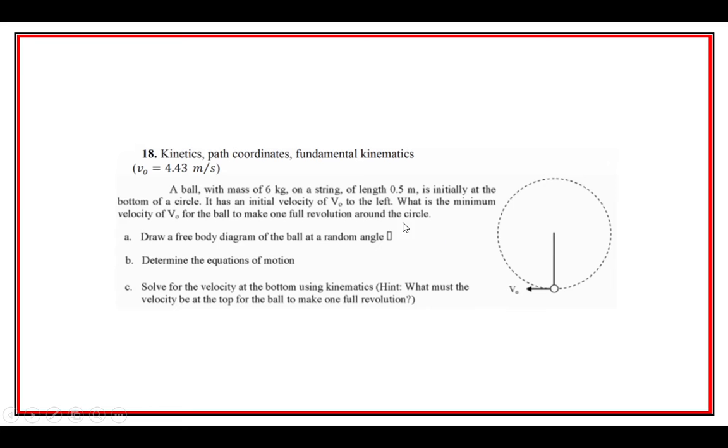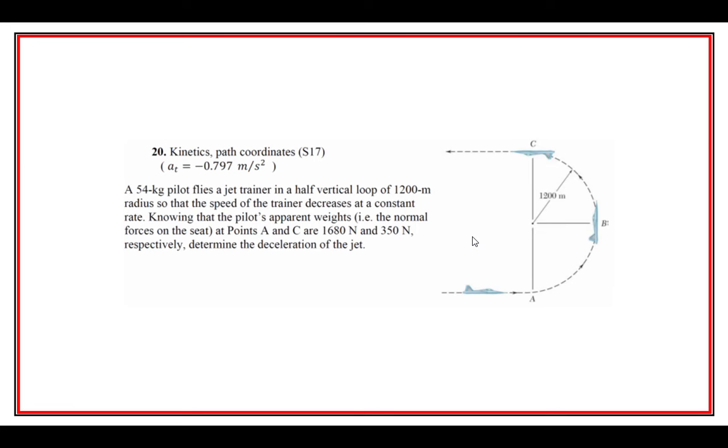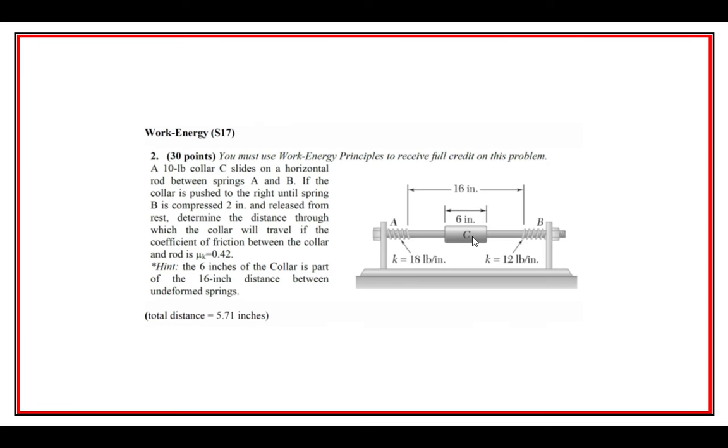So what's the minimum velocity for the ball to make one revolution around the circle? All right, determine the equations of motion. Here you go. Here's also Newton's second law, here's with path coordinates. Here's another one with path coordinates. Right here, here's one with work and energy. It's got some springs involved. Got a coefficient of friction, so we've got to worry about the friction in there.